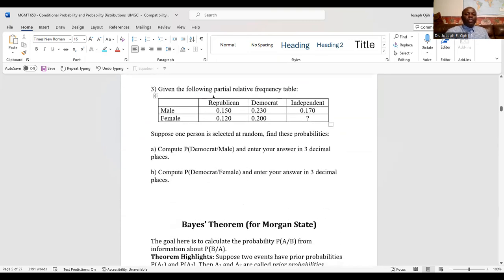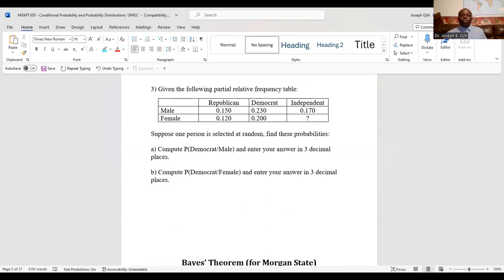It says, given the partial relative frequency table here, suppose one person is selected at random. Find these probabilities. Compute P, probability of Democrat, given that the person is a male, and enter your answer in 3 decimal places. Compute the probability that the person is a Democrat, given that she is a female. This is the kind of question they might ask in this form. So what do you do? The good news is that they already gave you the probabilities, so you don't need to get totals anymore.